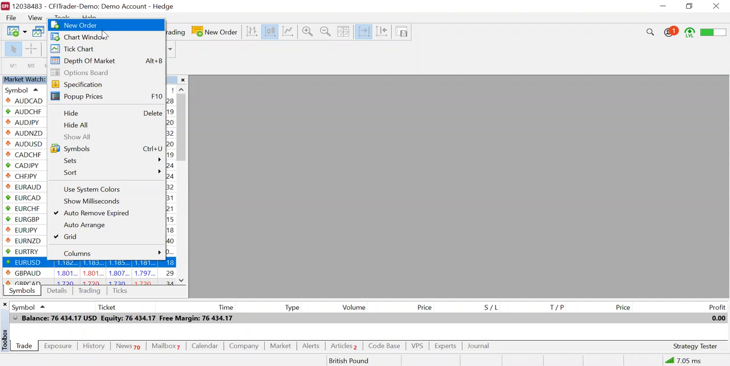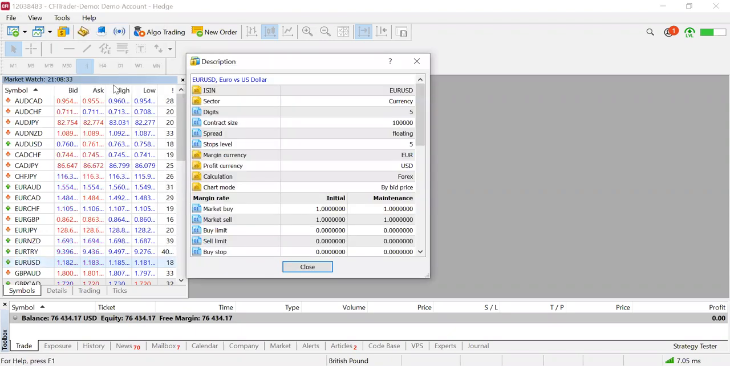But just before we go into this, I want to show you one thing which is very important to know before you start placing your orders. It is this little option here called Specification. If we click there, you will see a description for that particular product. You have this option for every instrument. In here you can see the contract size, which in the case of the Euro Dollar is the standard one, 100,000 euros. As you can see here, you can also see the spread, which is not fixed.